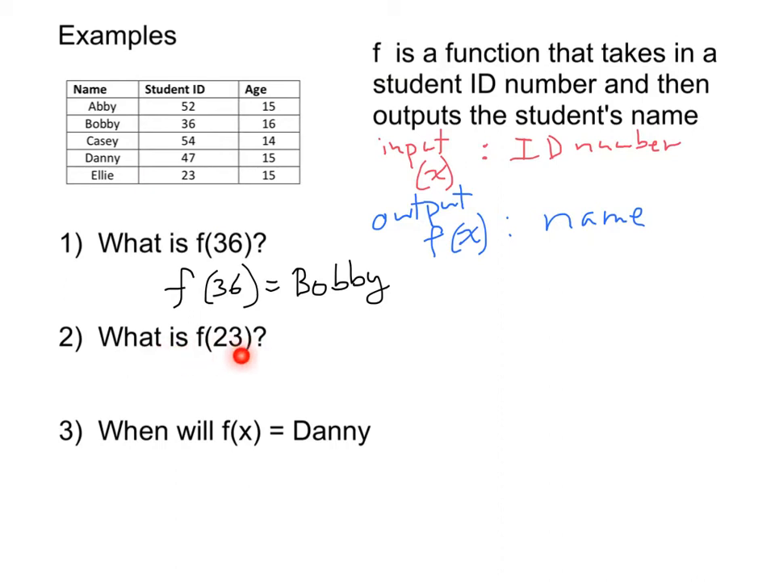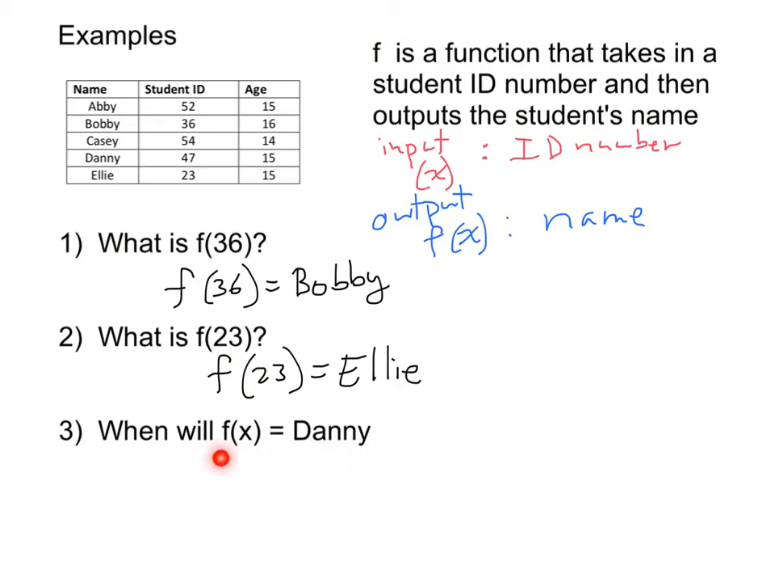Okay, let's look at a second one. What is f of 23? Again, what does that mean? This is saying, what's the output going to be when you have an input of 23? You can take a look at our table, and when we have an input of 23, the output is going to be the name Ellie. So we would say f of 23 is Ellie. It's really important you understand what this means. This is the output of our function, so the output of our function when we input 23 is going to be Ellie. That's all that says.